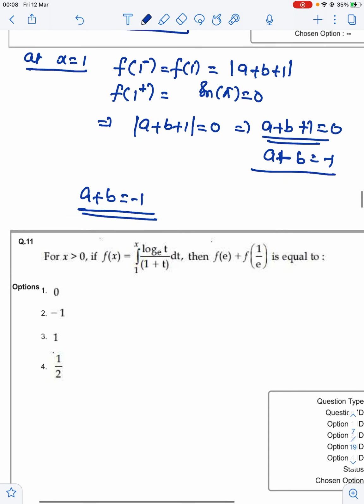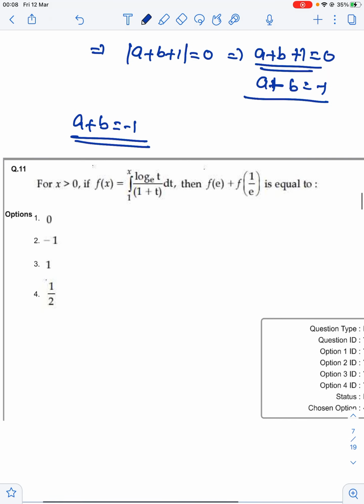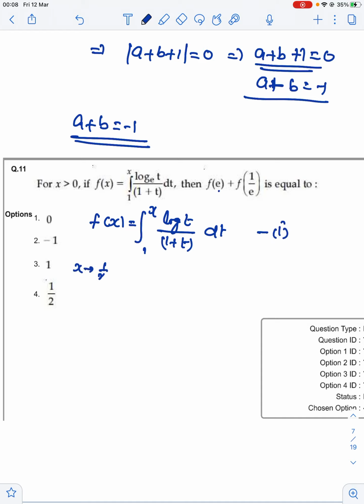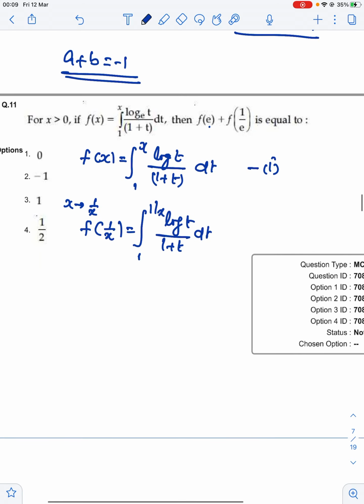Question number 11. Again a question where the answer itself gives us the hint. We have to first calculate f of x and then f of 1 upon x. So f of x they have given as integral from 1 to x of log t upon 1 plus t dt. Let us say this is equation number 1. Replace x with 1 upon x. So f of 1 upon x becomes integral from 1 to 1 by x of log t by 1 plus t dt. We change only the x component, not the integrand.